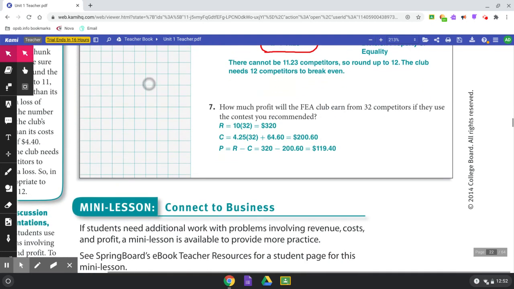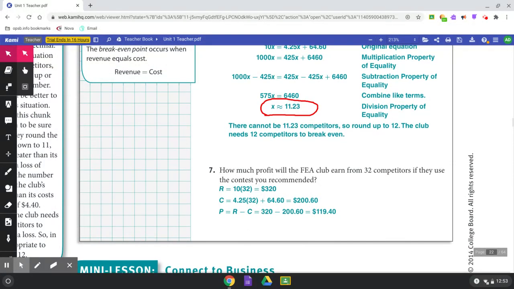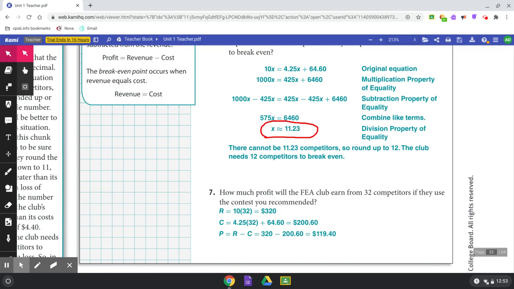All right, number 7. How much profit will the FEA club earn from 32 competitors if they use the contest that you recommended? So their revenue, that's what the capital R stands for. The revenue minus the cost is your profit. What you make minus how much it costs you to have that competition would be the profit, how much you actually earn. So my revenue is 10 times 32, that's the entrance fee. $10 per competitor for 32 competitors, $320.